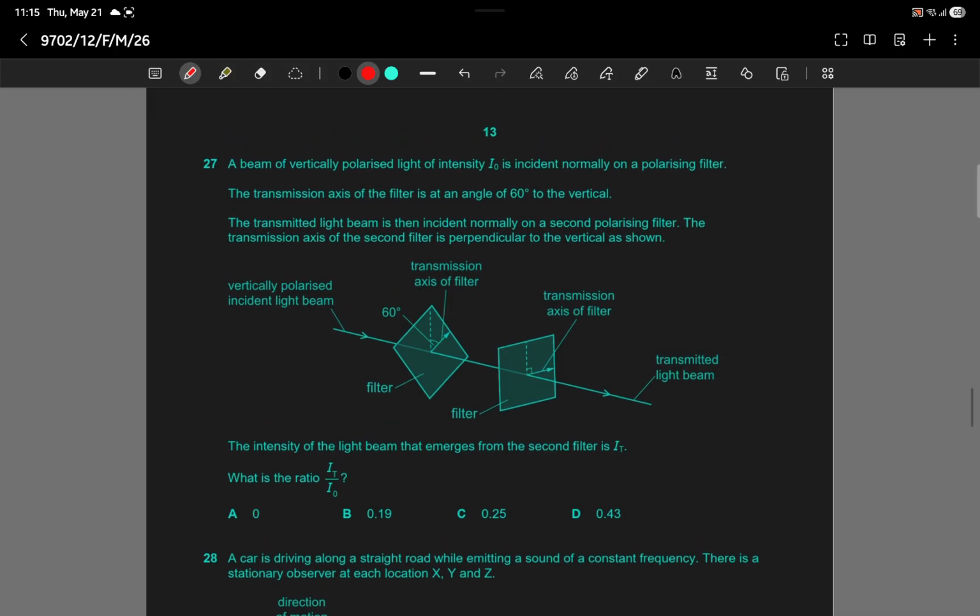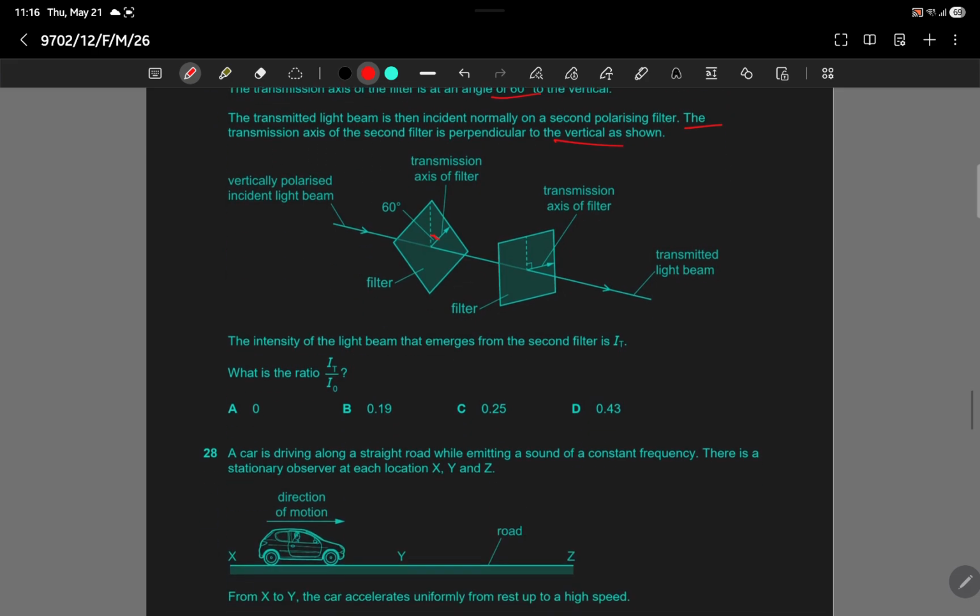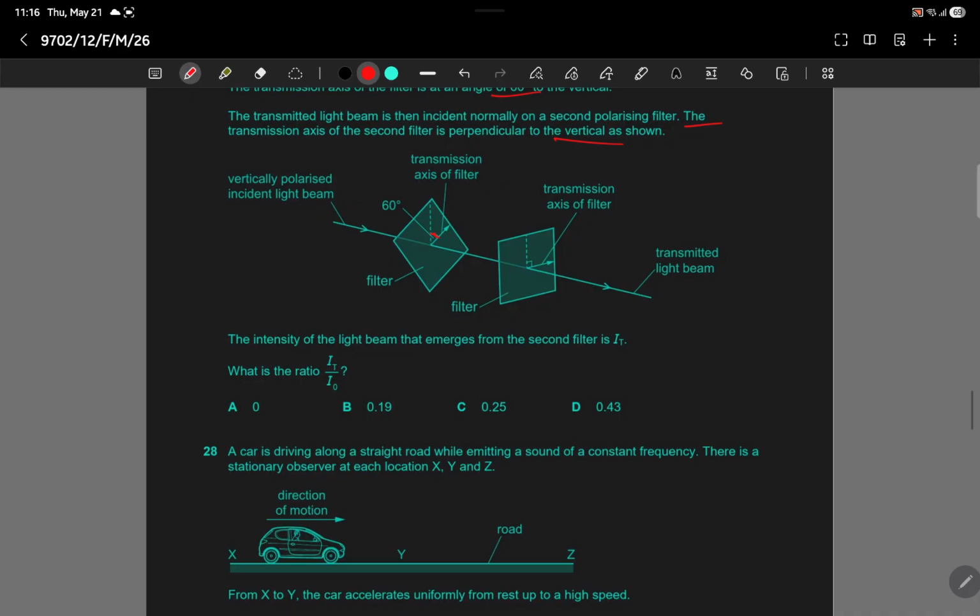So, a beam of vertically polarized light of intensity I0 is incident normally on a polarizing filter. The transmission axis of the filter is at an angle of 60 degrees to the vertical. Now, the transmitted light beam is then incident normally on a second polarizing filter. Okay, it's perpendicular to the vertical as shown. The intensity of the light beam that emerges from the second filter is IT. So what is the ratio IT by I0?